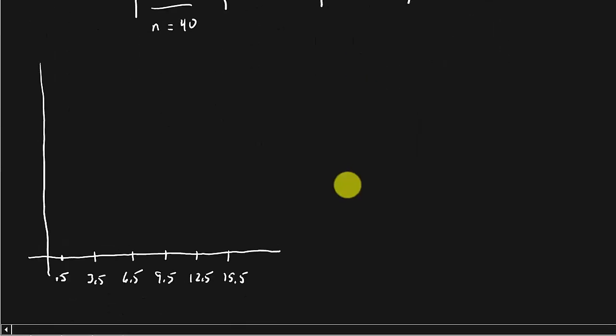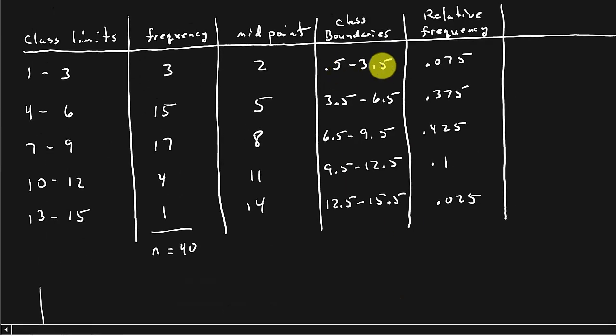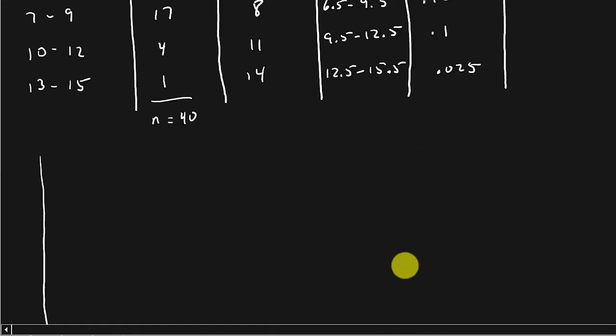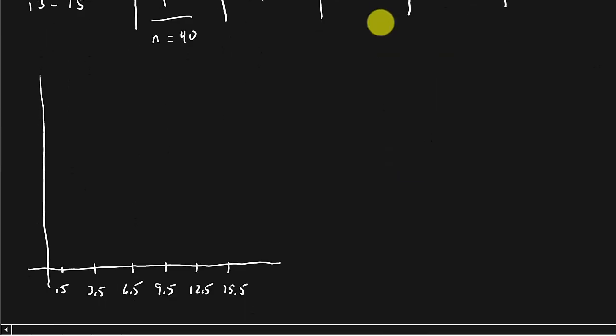So these are your, we mark off the numbers from our class boundaries. See the 1.5 to 3.5, 3.5 to 6.5, and so on. See, we've got all those here, 1.5 to 3.5, 3.5 to 6.5. So that's what you're using your class boundaries for. Now, the frequencies tell us how tall our bar needs to be. So we can see the smallest bar is 1, the largest bar is 17.